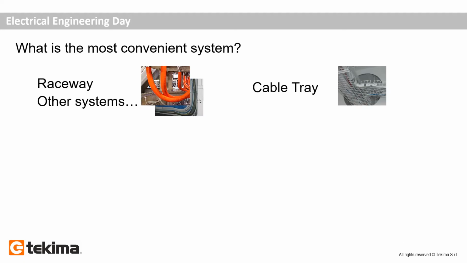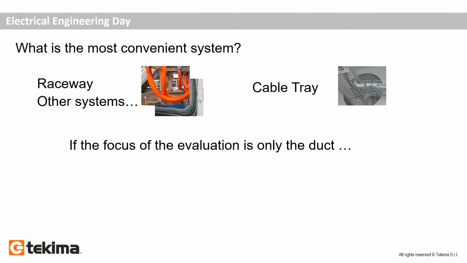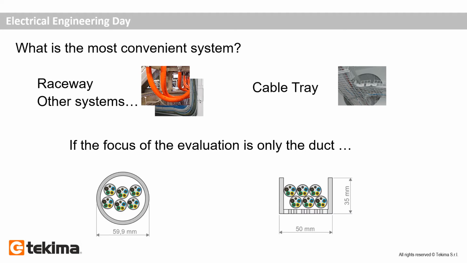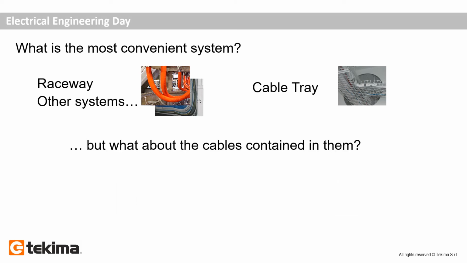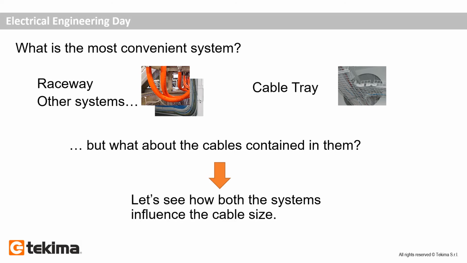What is the most convenient system between the raceway and the cable tray? Based on what we have seen till now, the selection of the two solutions can be based on the geometry, of course, and on the installation method that we have to apply. But are the two solutions influencing the cable's performance? Let's see with 2 other examples.